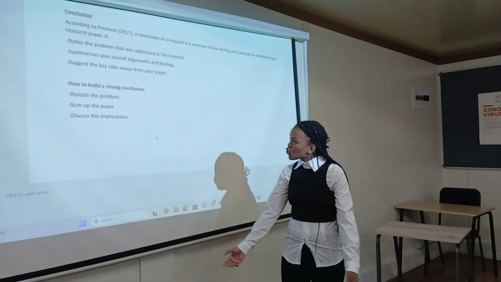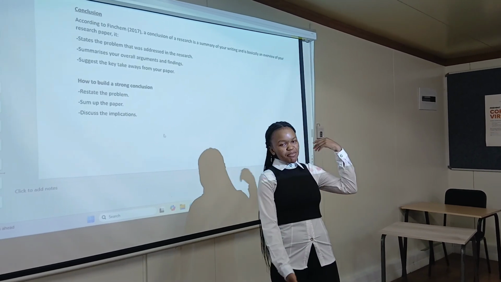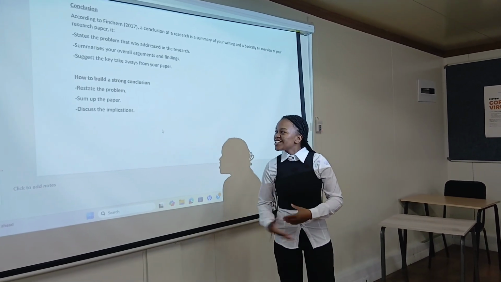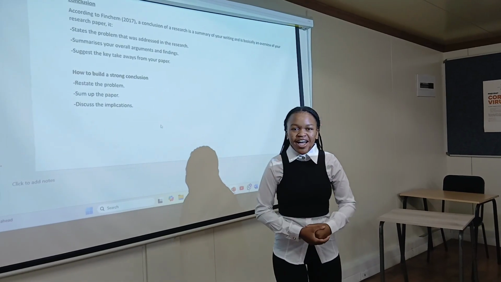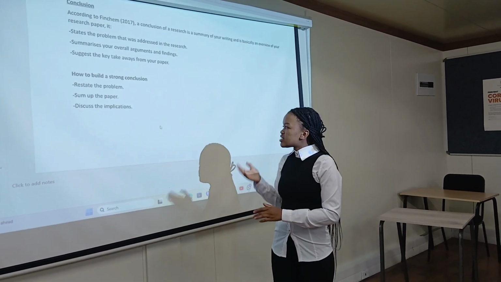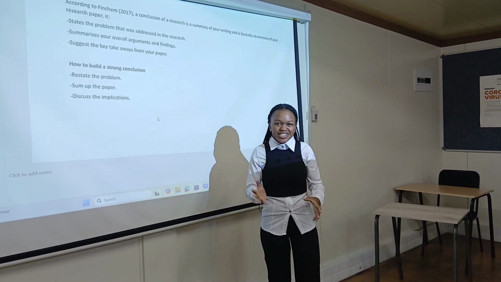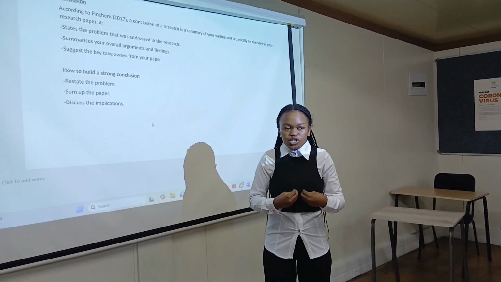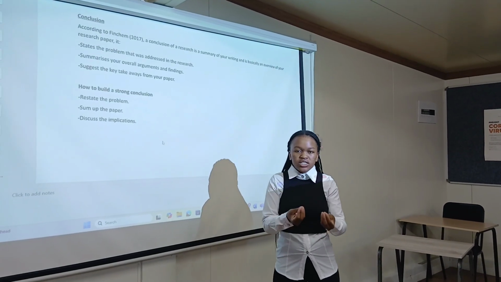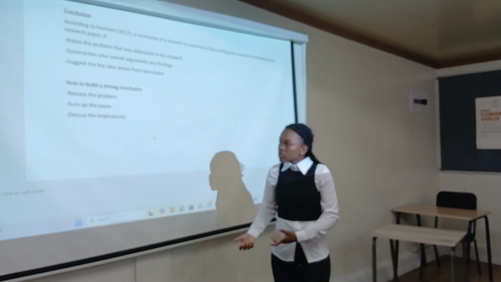How to build a strong conclusion. First thing, you restate the problem. You indicate the main idea of your research. Then you sum up the paper. That is highlighting the key points of your research. Discussion of the implications. This is basically where you, as a researcher, will be stating why your research is important and how it can be used in real life situations.